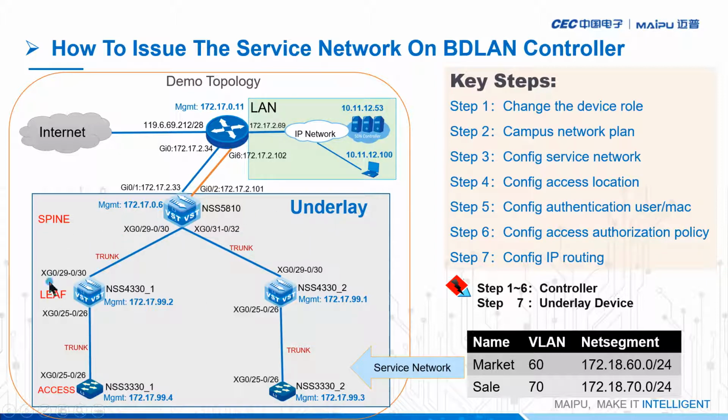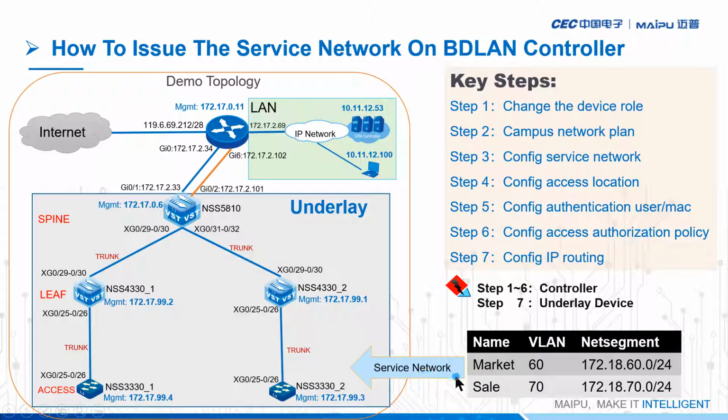There are one spine, two leaves, and two access devices. And later on, I will issue two service networks based on the underlay network. The first one is named market. The VLAN is 60 and the net segment is 172.1.60.0. The net mask is 24.